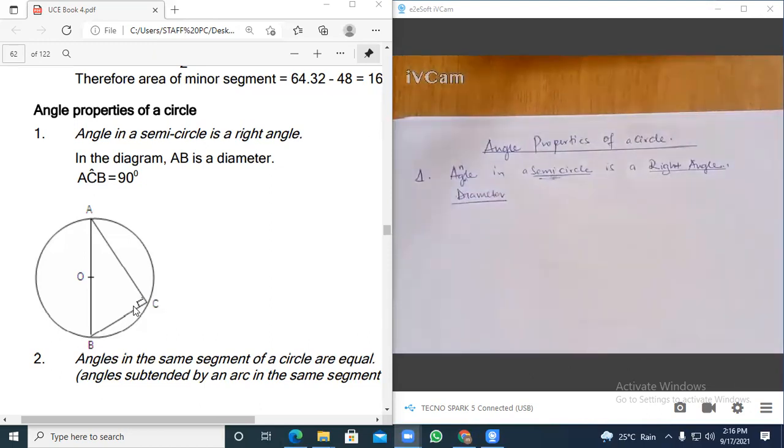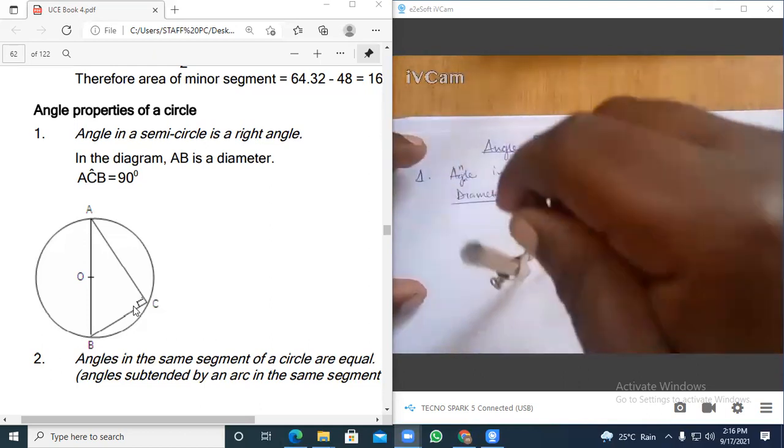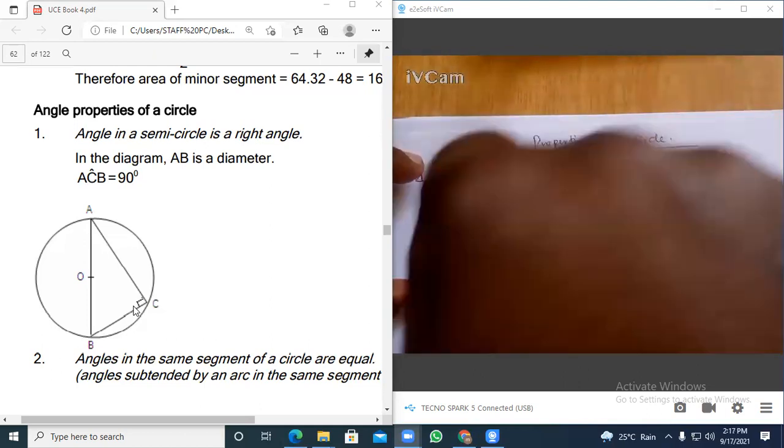Let me draw it for you to have a picture of how your notes should look.